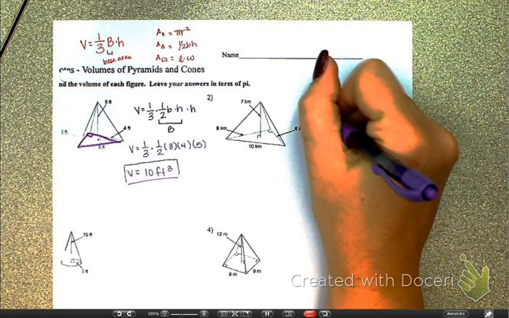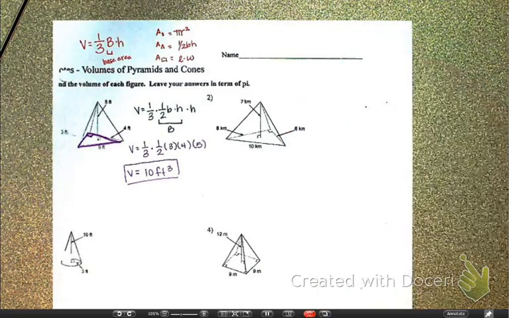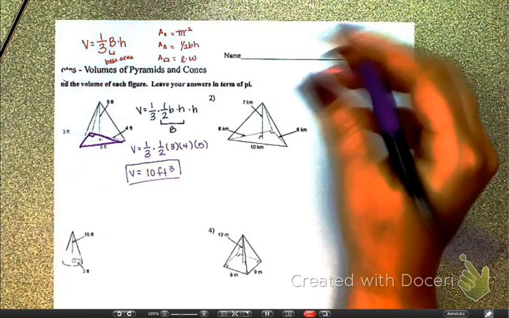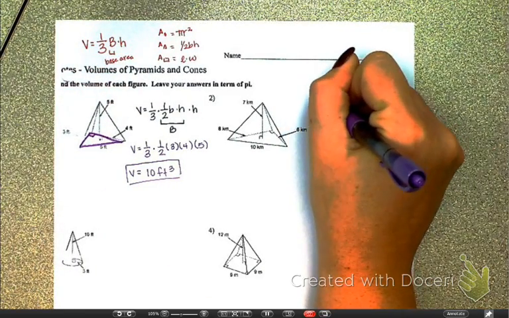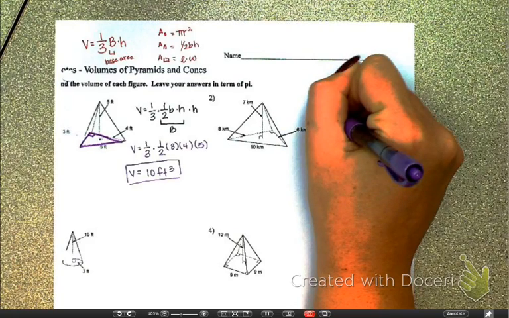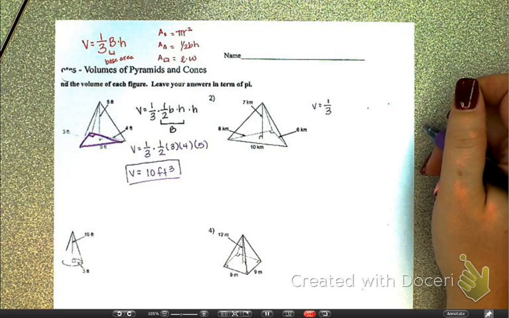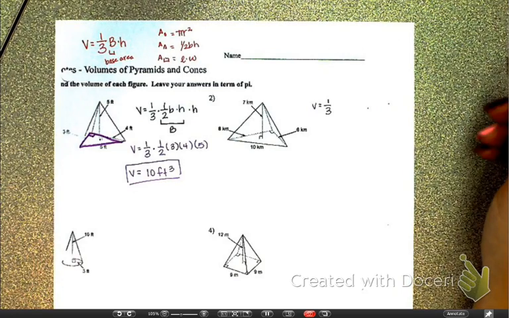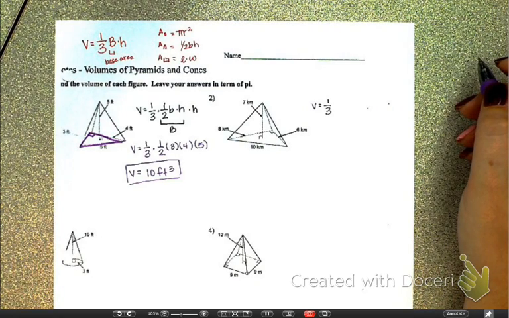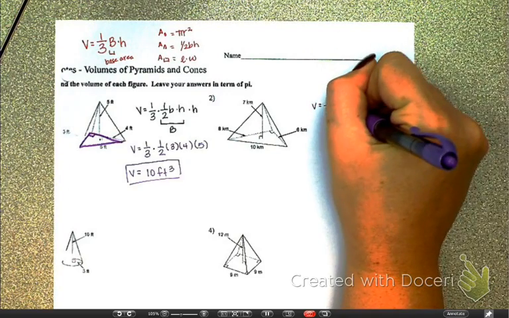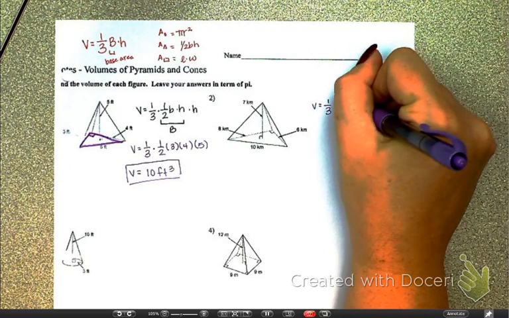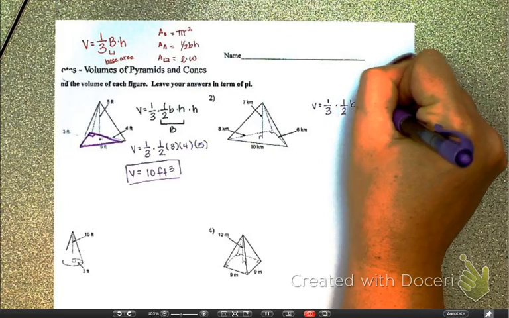56 kilometers cubed. I don't know how you got that. So what did you replace the big B with? 6 and 8. Jonathan, what did you replace the big B with? Well, it's 1/2 times 8 times 6. Okay, so 1/2 base times height times height.